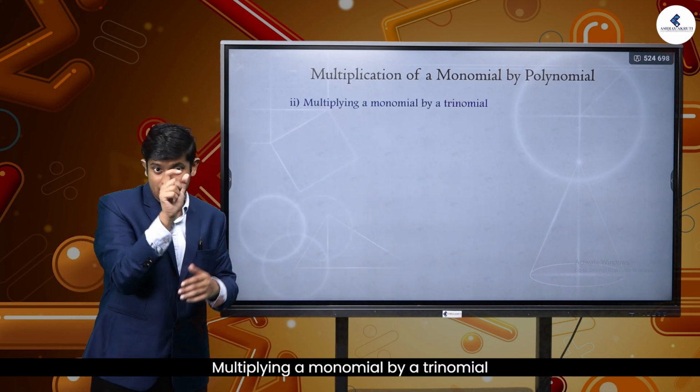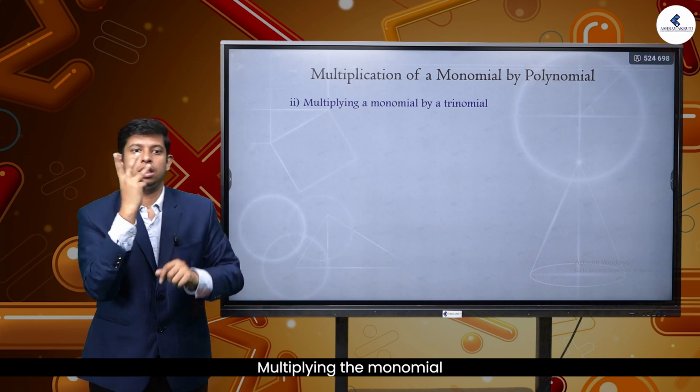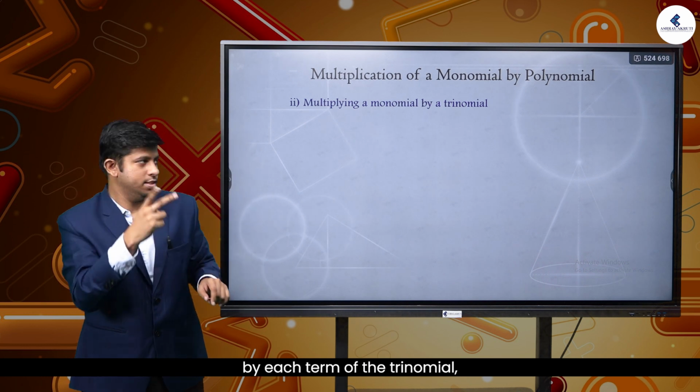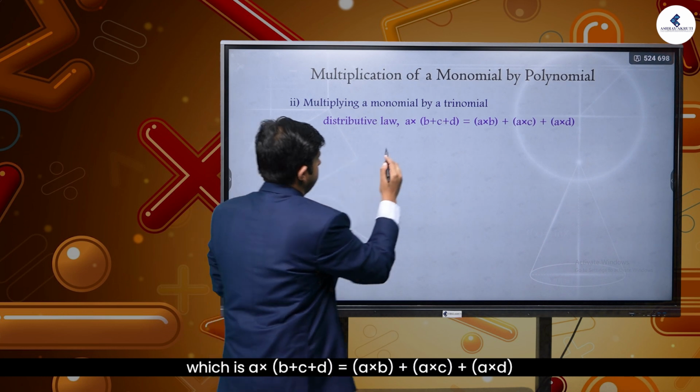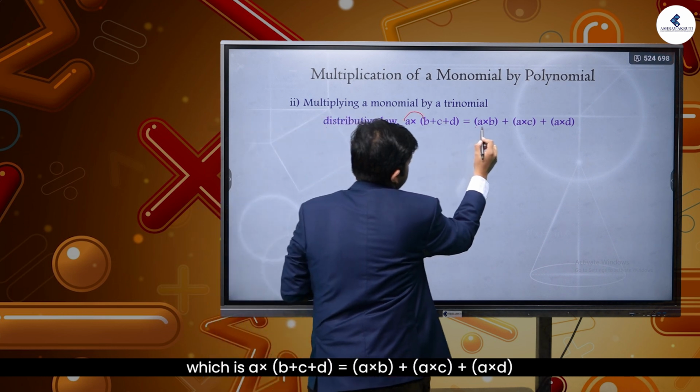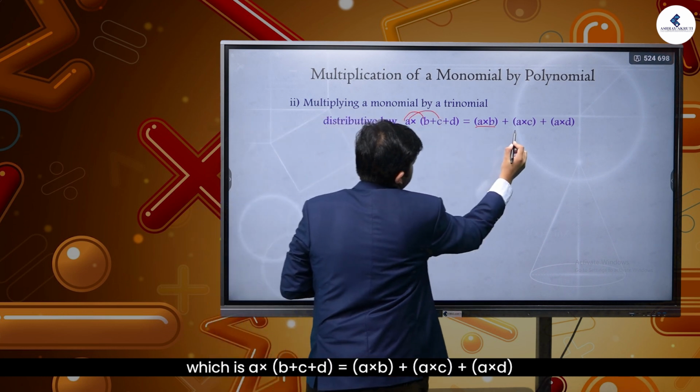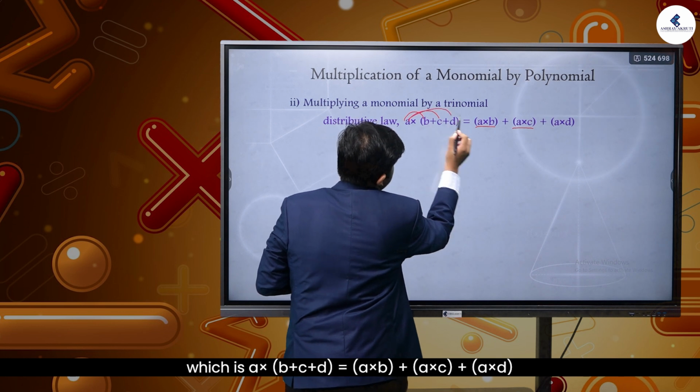Multiplying a monomial by a trinomial. Multiply the monomial by each term of the trinomial using the distributive law, which is a into (b plus c plus d) is equal to a into b plus a into c plus a into d.